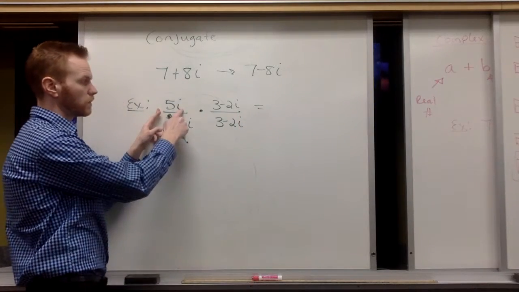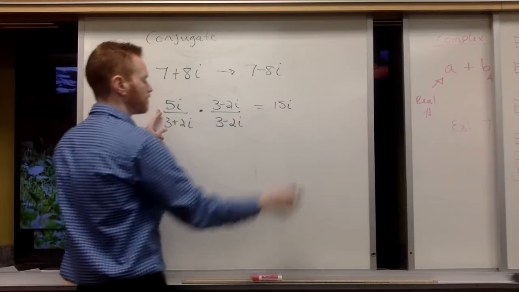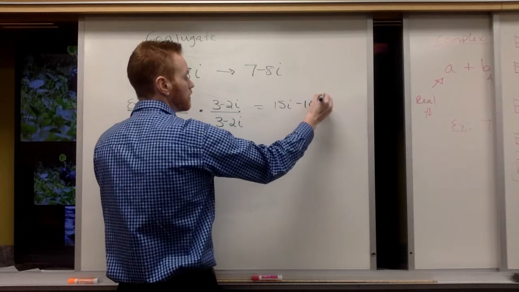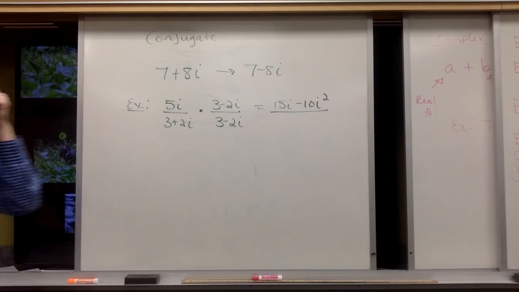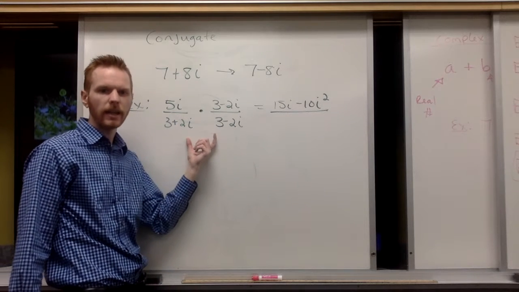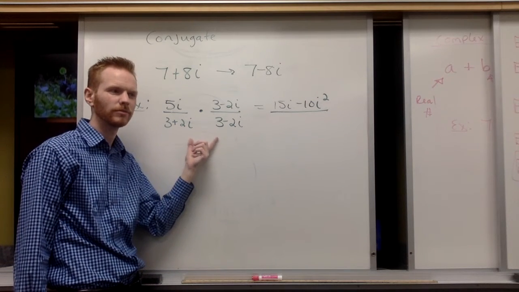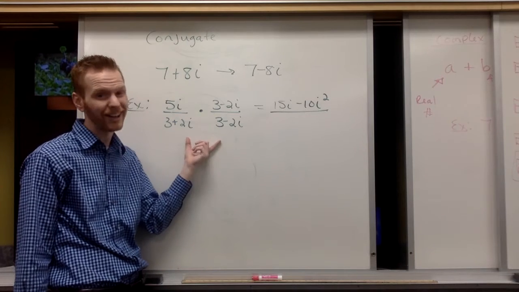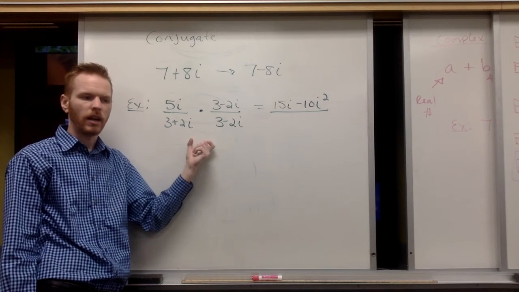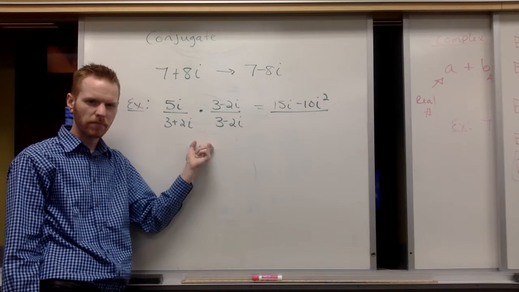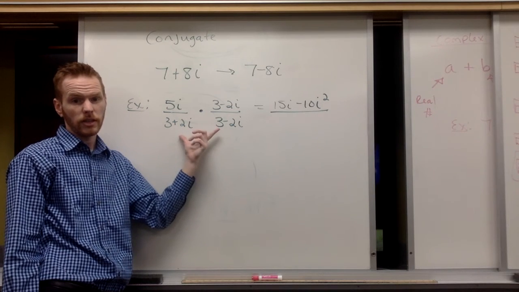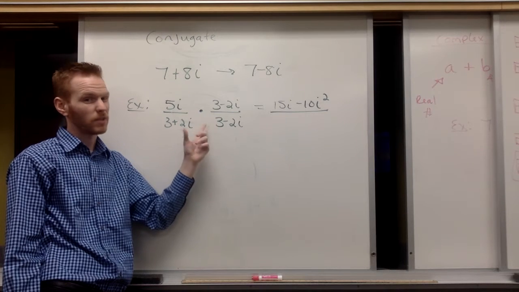Multiply the numerator. So 5i times 3 is 15i. And then 5i times negative 2i would be negative 10i squared. If you recognize this, I don't know if you do, but if you did, oh, that's so awesome. Okay, that's exciting. This is like a difference of squares type problem in a way. See how they're both the same factors, essentially? The only difference is what? One has a plus sign, one has a negative sign.